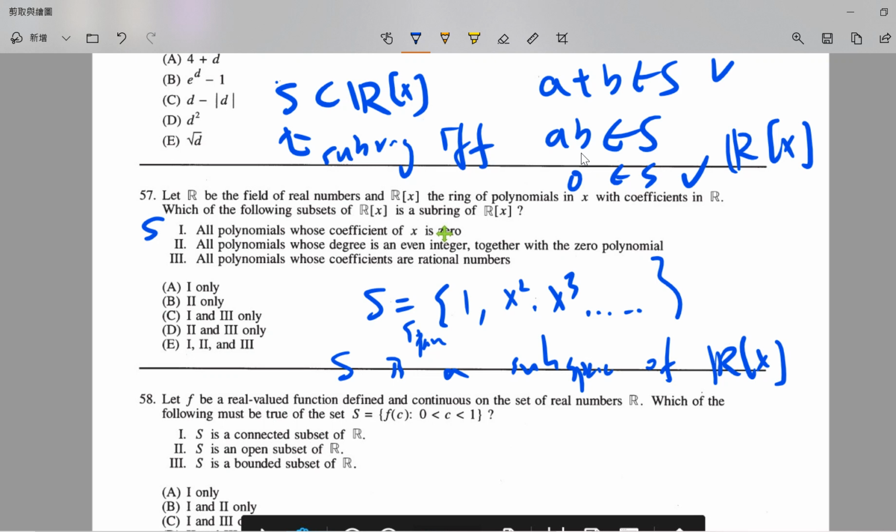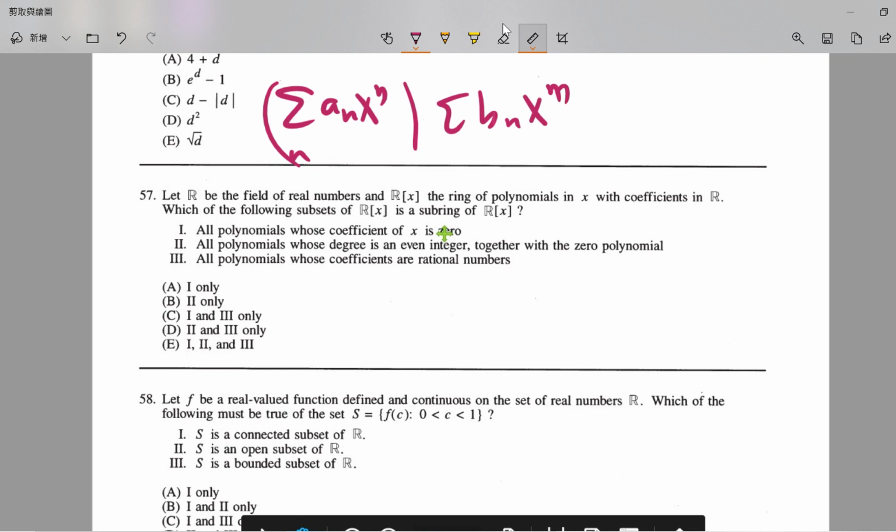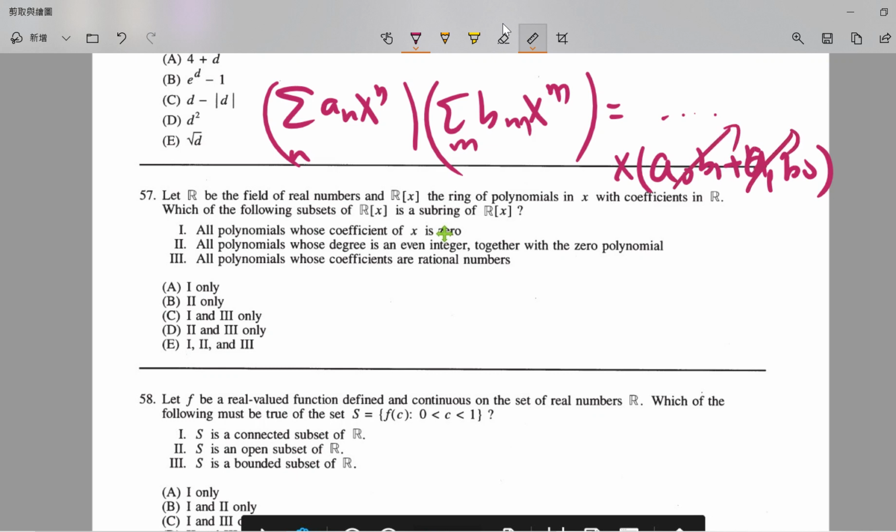And you can easily check a times b: if I give you two polynomials where the coefficient of x is 0, when you multiply them, the coefficient of x is still 0. The reason is that if you have two polynomials, the x coefficient is a0 b1 plus a1 b0, but b1 and a1 are 0, so it is 0. So this is closed.